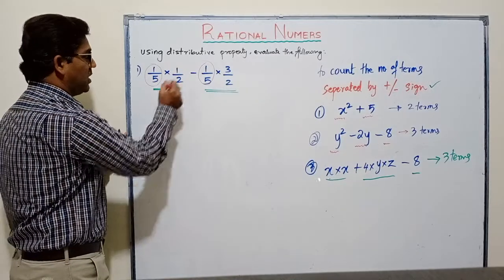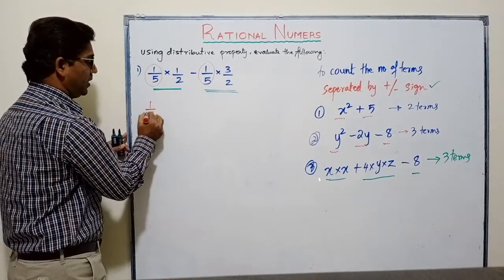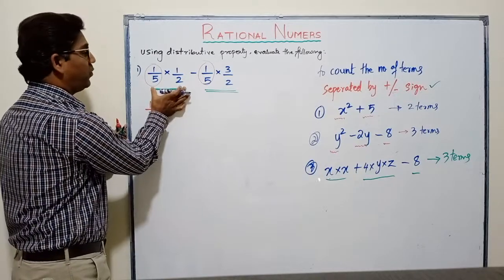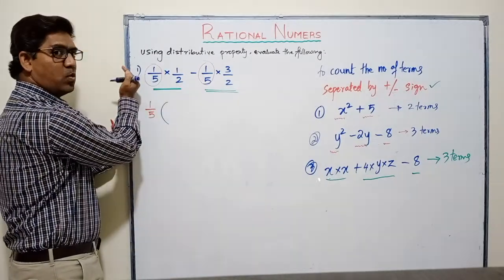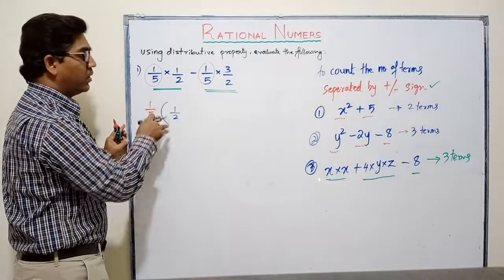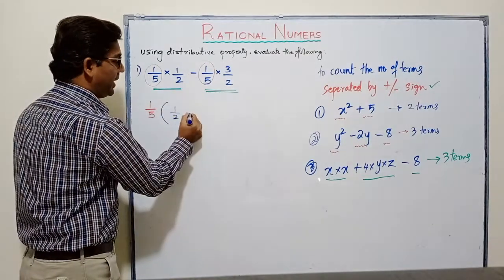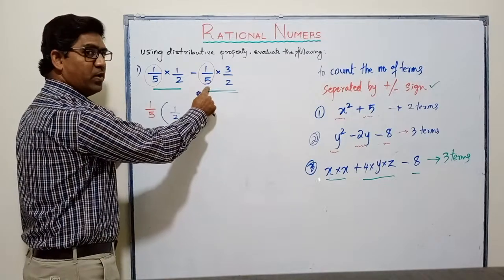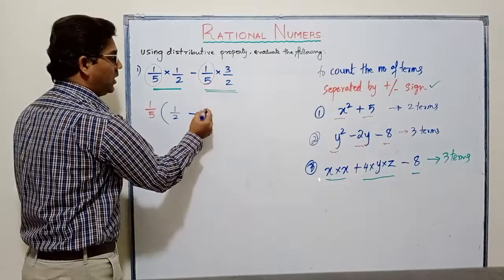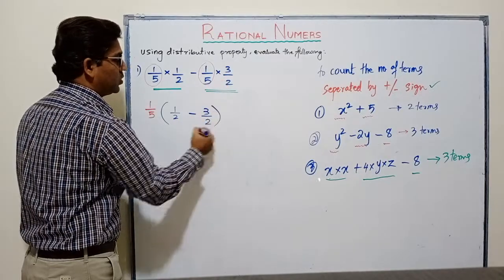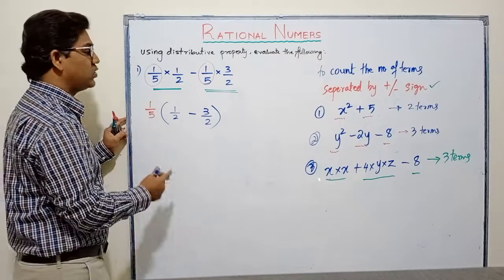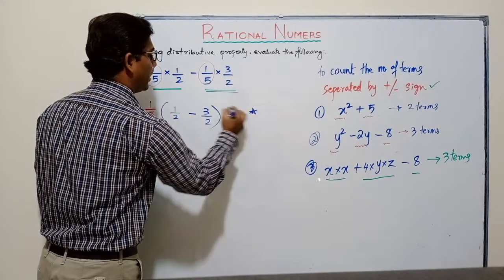So the circled number 1 upon 5 is taken common. What am I left with? From the first term, 1 upon 5 is out, and you are left with only 1 over 2. Then this minus sign will be as it is. This 1 upon 5, which is circled, is already taken common, so I am left with only 3 over 2. So we are using the distributive property in reverse, that is, we are actually factoring. This is the most important step.